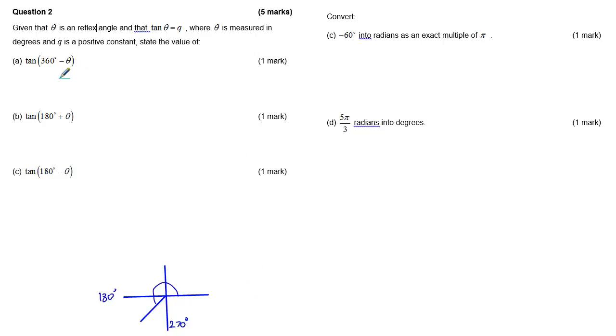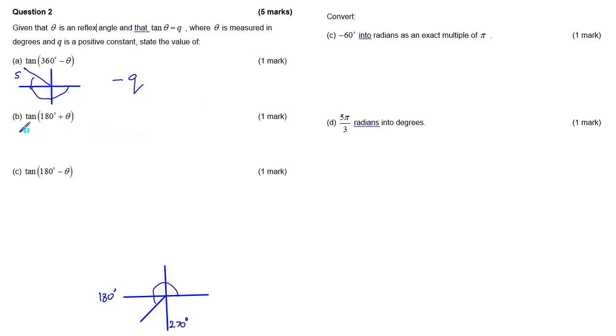So if we do 360 degrees minus theta, we start at 360 and we're going to go backwards through 1, 2 quadrants, and then it's going to be in the third quadrant here, which is the S quadrant. So that must be negative q.